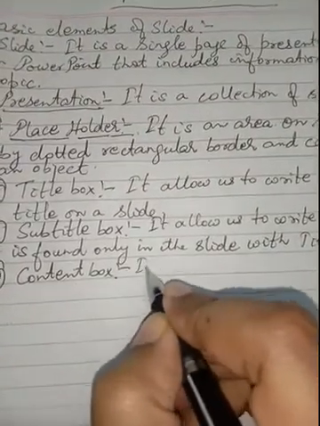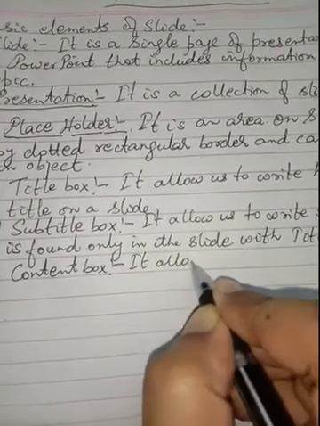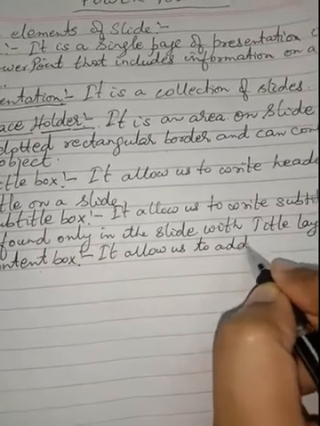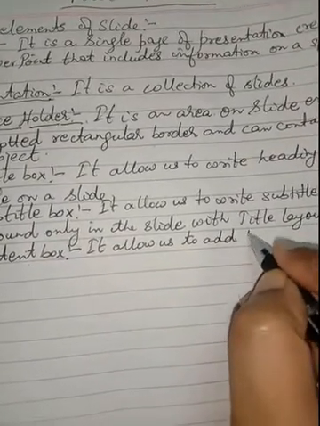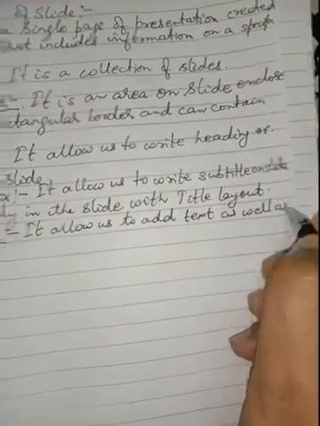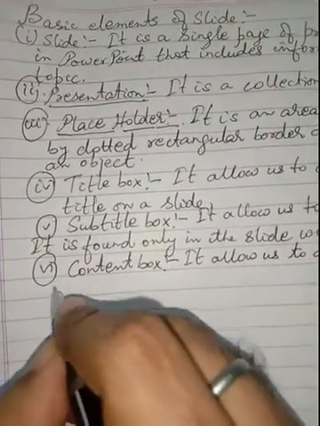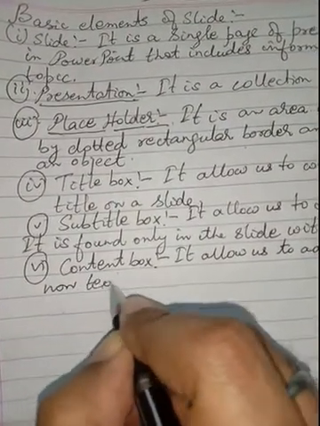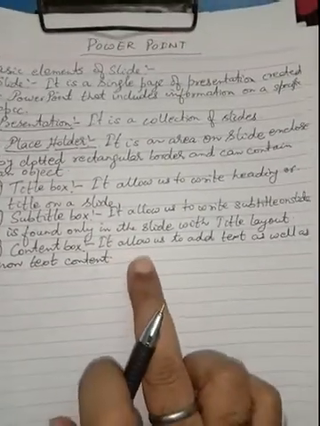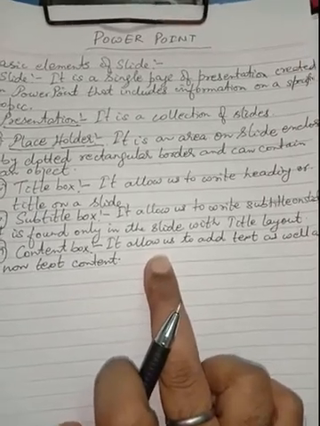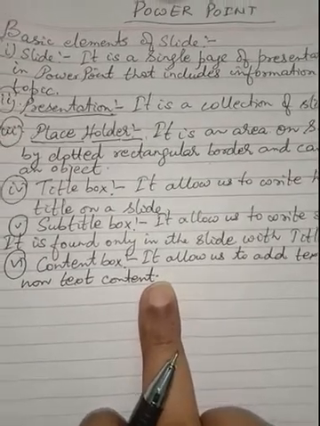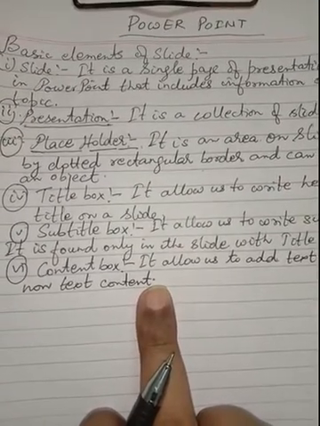So content box, what does content box do? It allows us to add text as well as non-text content. Now what does the non-text content mean over here? It means the images, audio, video, graphics, etc.